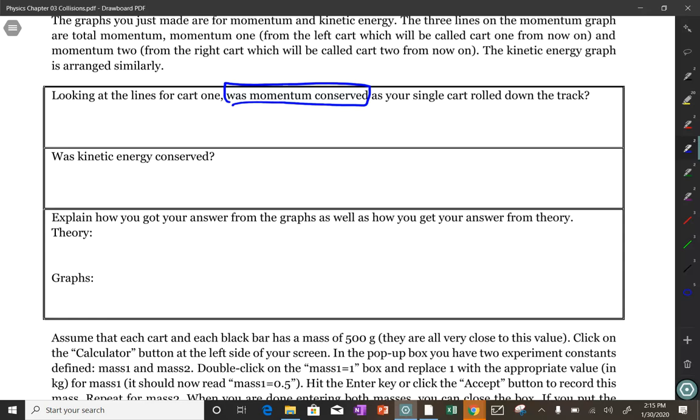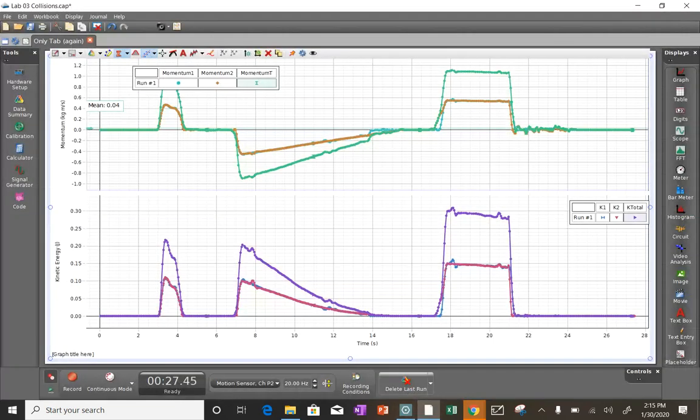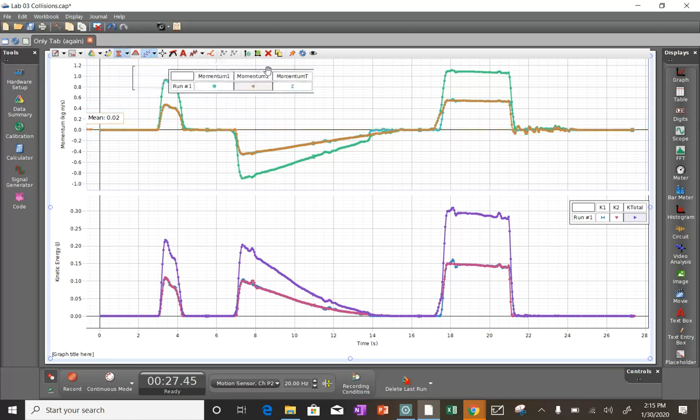So if we look at what you have on Capstone, the upper graph is showing momentum. The bottom one's kinetic energy. So you're answering for momentum, saying, was the line the same level on the start and end sides? For the second one, the kinetic energy line, is it the same level on both sides?